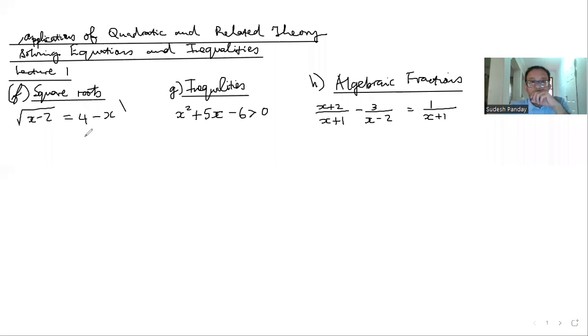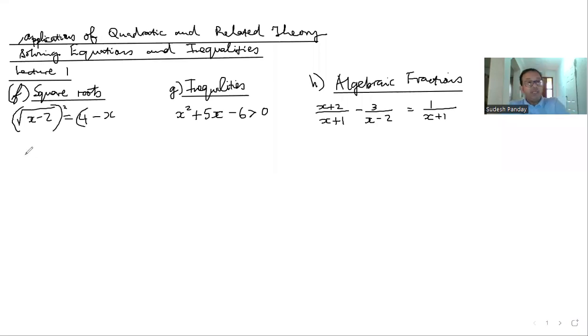Okay, we continue applications of quadratic and related theory, solving equations and inequalities, lecture 1. In section F, square roots. As you can see, we have a square root on the left, and that is equal to an algebraic expression on the right. The way we deal with this is that we bracket the entire left side with the square root and square that to get rid of the square root.